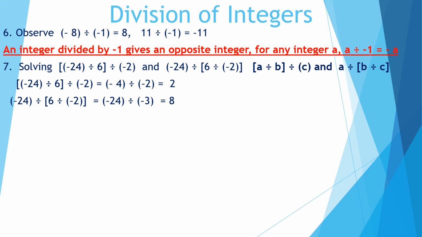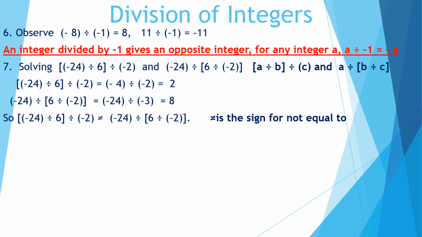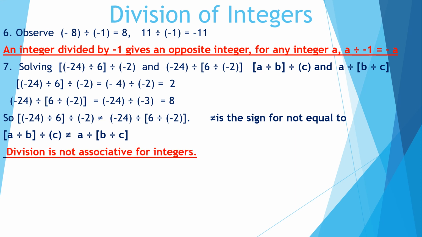Now let's see minus 24 divided by 6 divided by negative 2. So we first evaluate the parenthesis. Minus 24 divided by a positive integer divided by a negative integer gives minus 3. Now minus 24 divided by minus 3 gives us positive 8. So the two sides are not equal, and we say that (a divided by b) divided by c is not equal to a divided by (b divided by c). So division is not associative for integers.